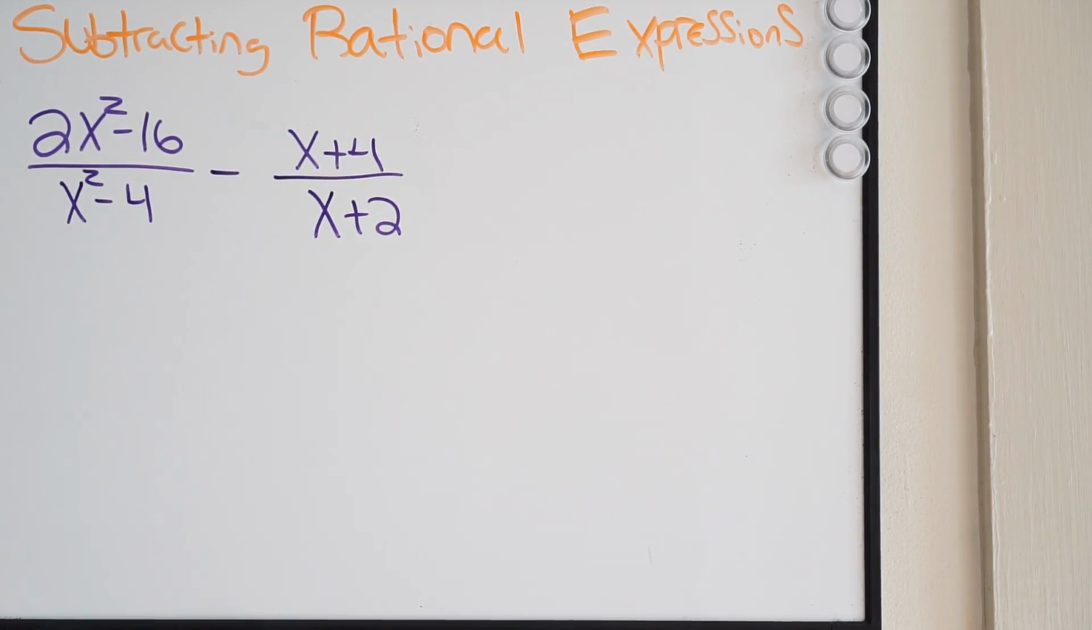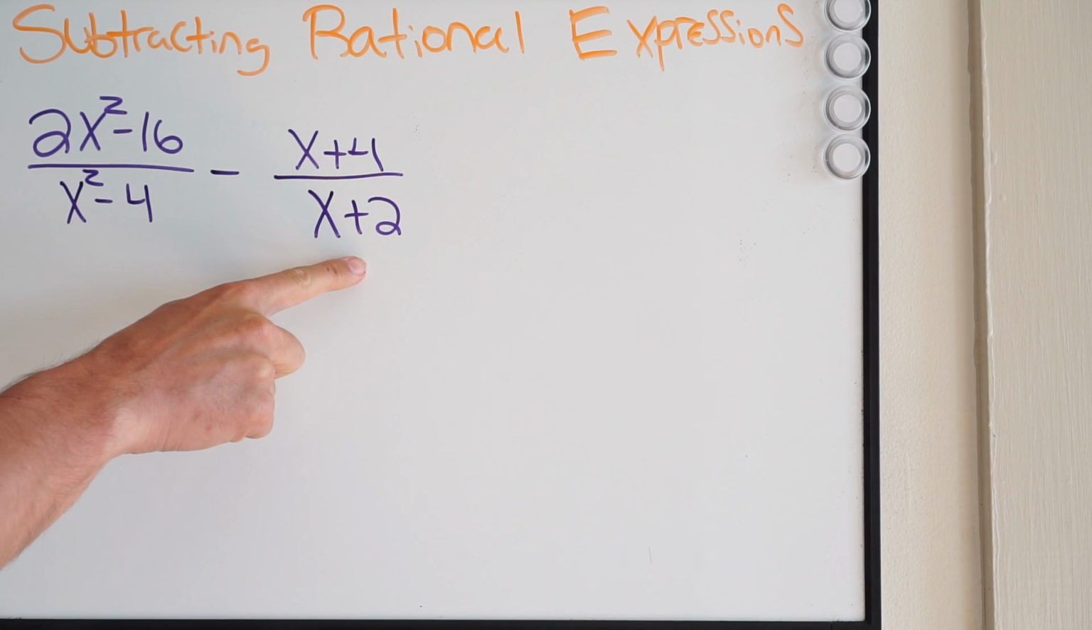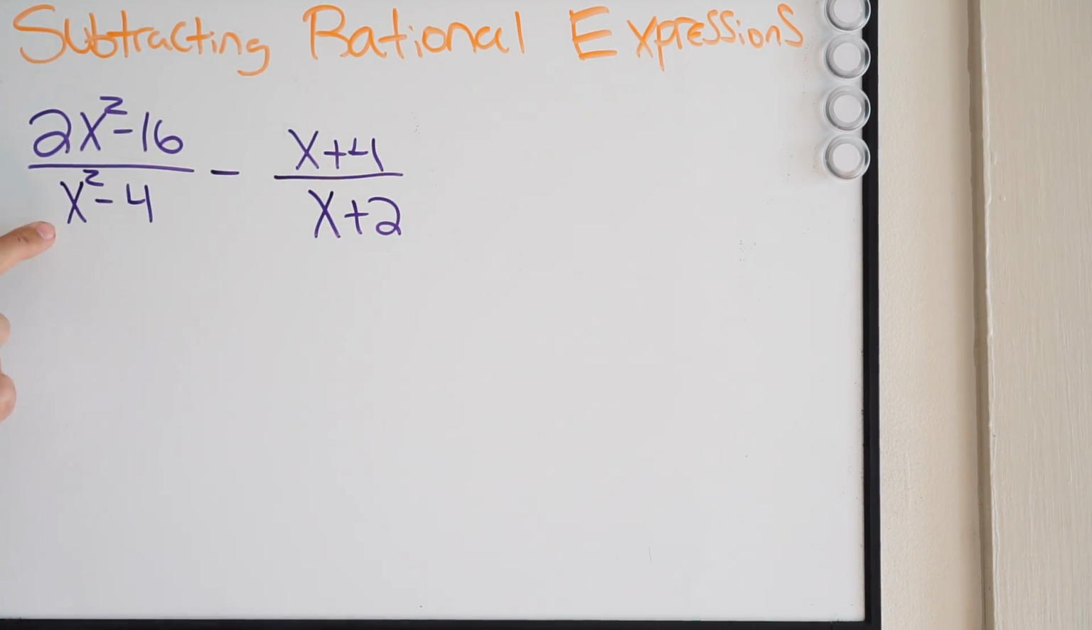Okay, so looking at our denominator here, we have x plus 2, and then we have this x squared minus 4. Okay, so what you're going to want to do here is factor it. This x squared minus 4 is a difference of two squares. So we can go ahead and expand this.